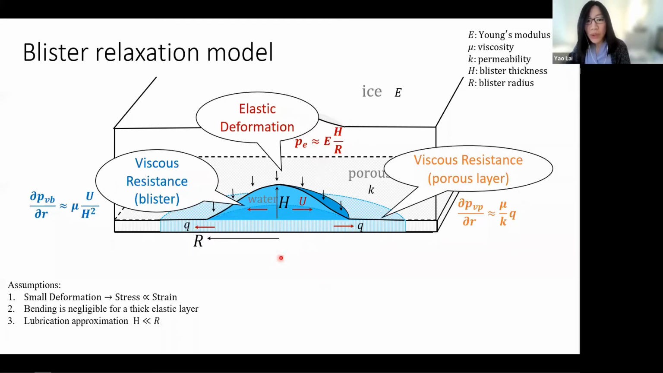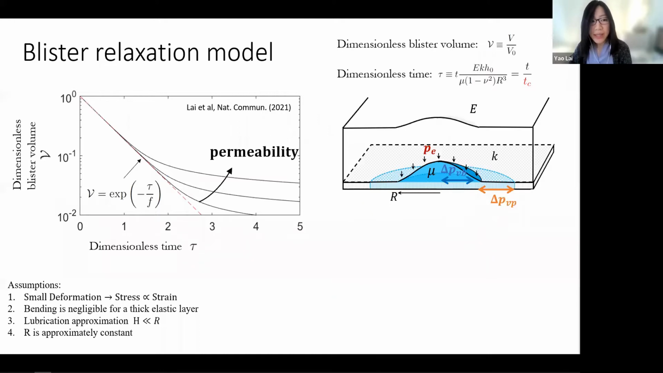And along the fluid flow, we assume the Reynolds number is very small and the flow is laminar. So we can estimate the pressure gradient using lubrication approximation. And here we assume that the blister radius stays roughly constant. And we will show that later with a laboratory experiment. The model is detailed in the supplementary material in our paper.